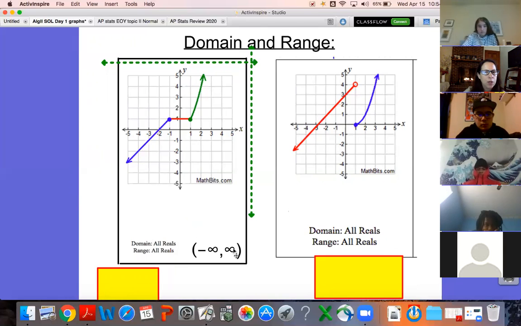Both of these work. So this one goes forever to the left and forever to the right and forever down and forever up. Notice at the 1, it appears there's a break, but as long as there's at least some value at the 1, we can say it is continuous between the negative and positive infinity. So this works for both graphs.